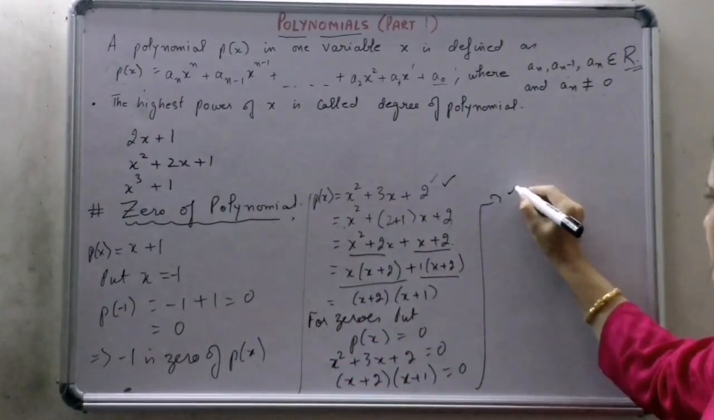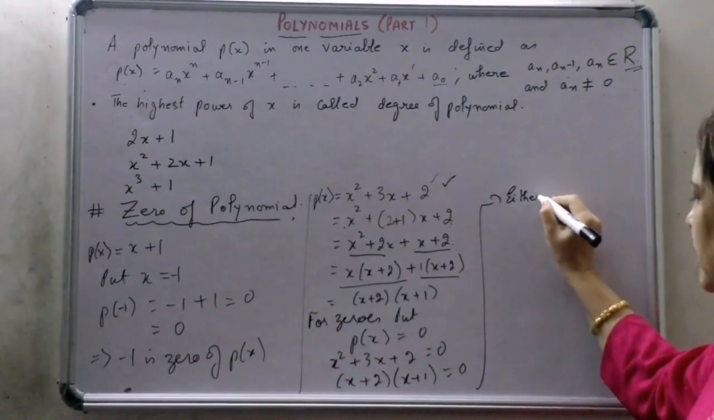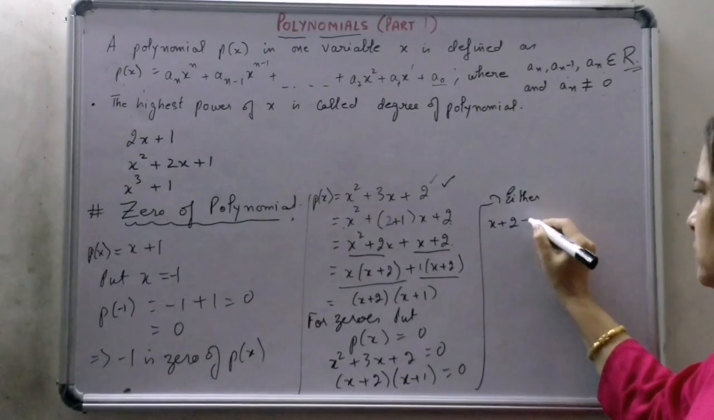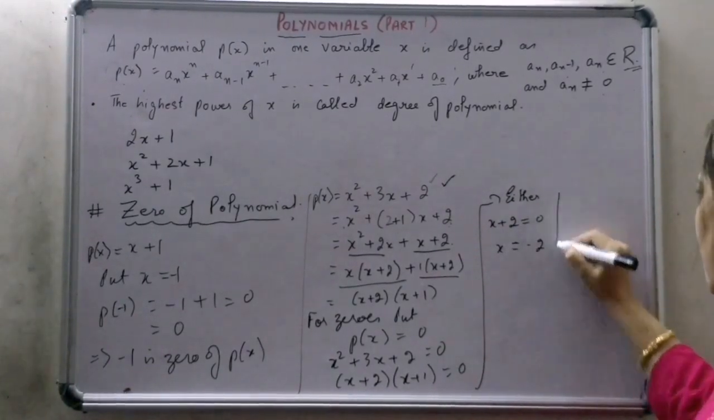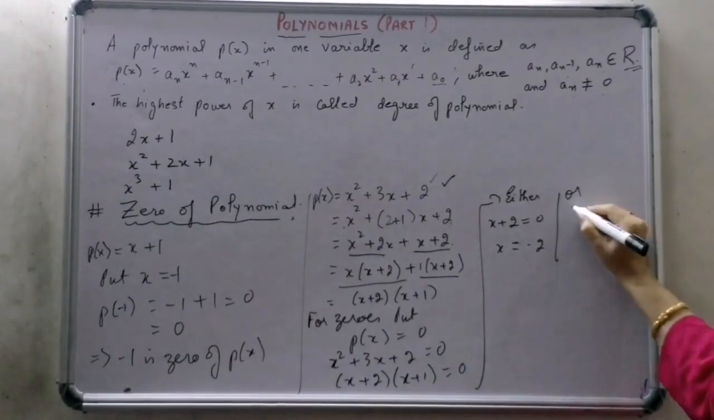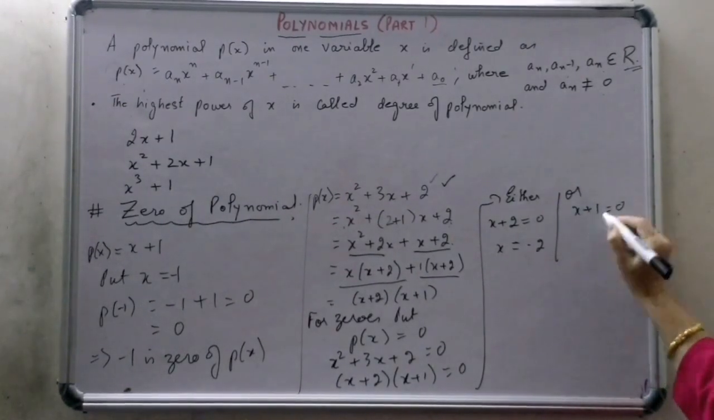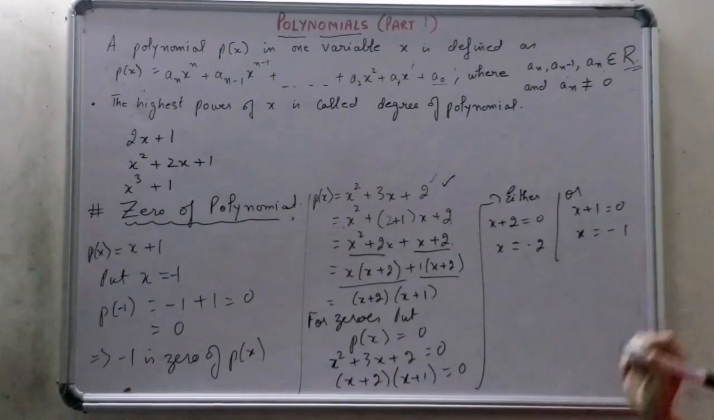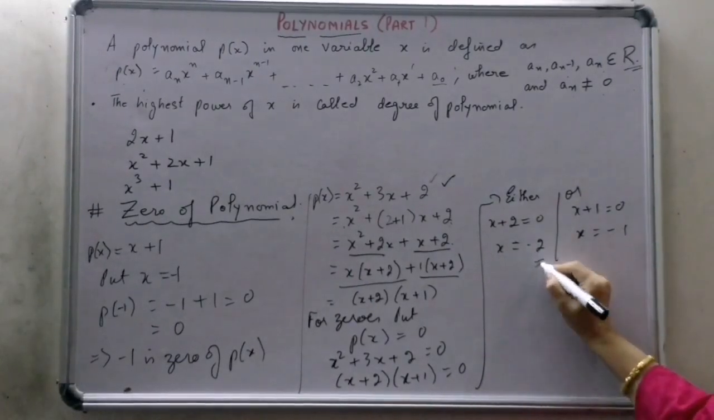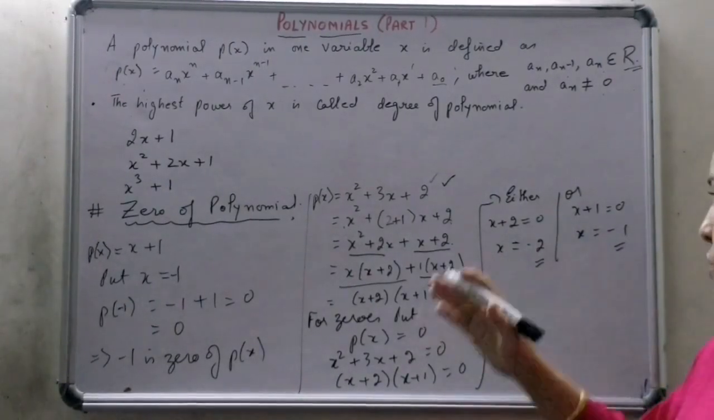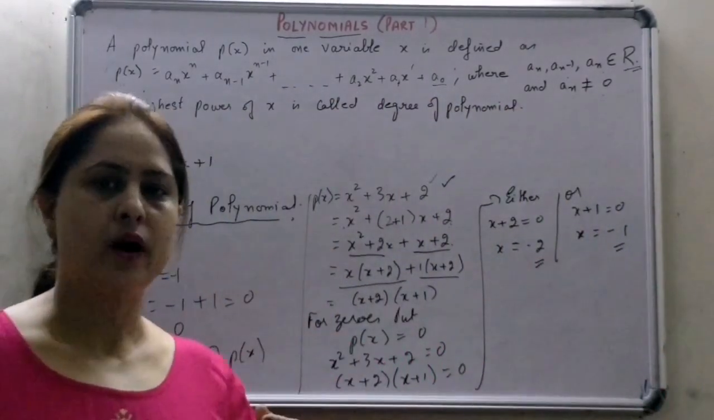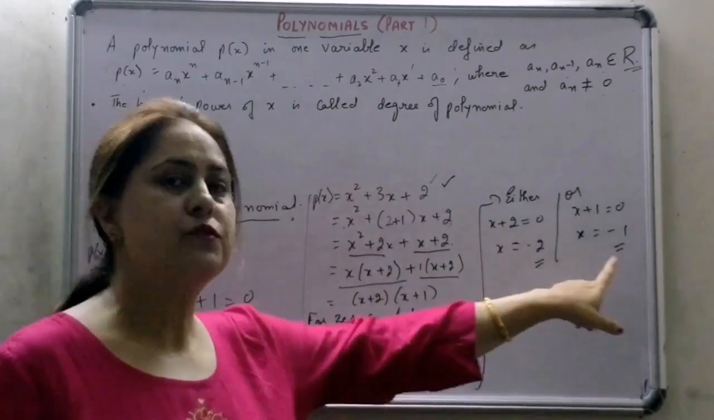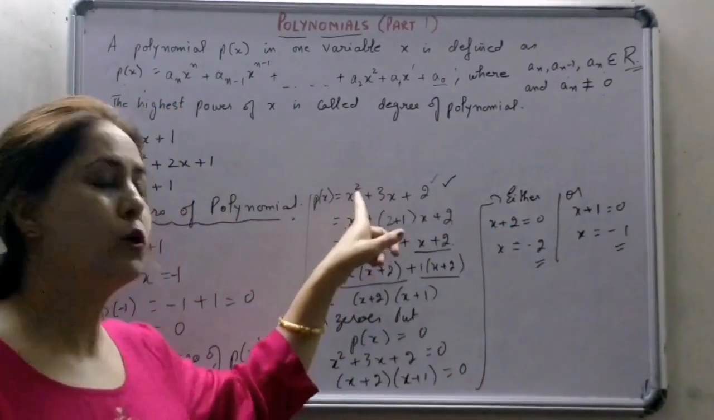So either x plus 2 is equal to 0, so x is equal to minus 2, or x plus 1 is equal to 0, that is x is equal to minus 1, right? So it means minus 2 and minus 1 are two zeros of this polynomial p(x), which is quadratic in nature. Now the number of zeros of any quadratic depends upon the degree of the polynomial.